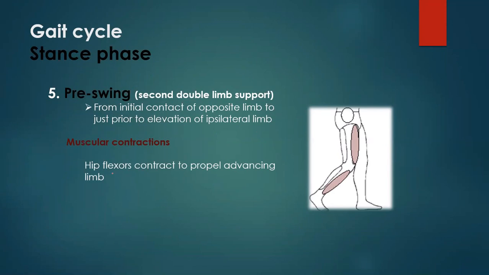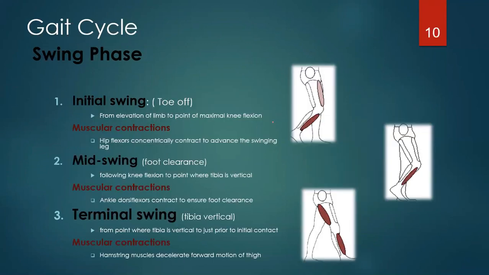The muscle contraction: hip flexors contract to propel the advancing limb. Now for the swing phase, we have the initial swing, from elevation of the limb to a point of maximum knee flexion. The muscle contraction: hip flexors concentrically contract to advance the swinging of the leg.